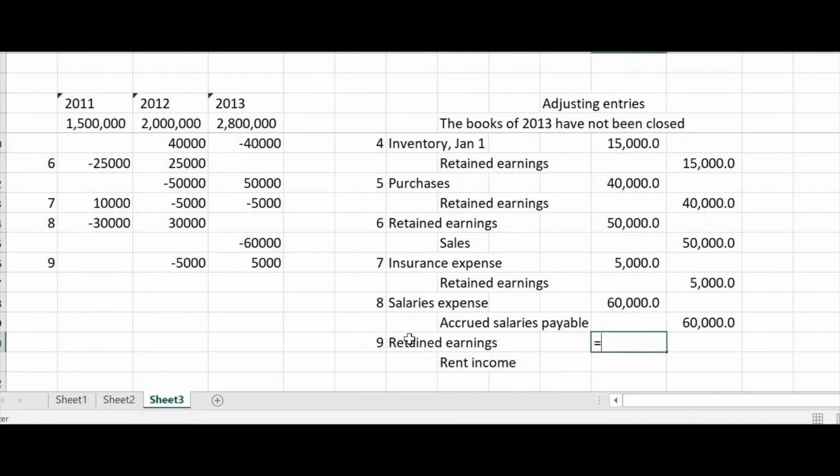Okay? For 5,000. Yan. To adjust the error in 2012. Okay?